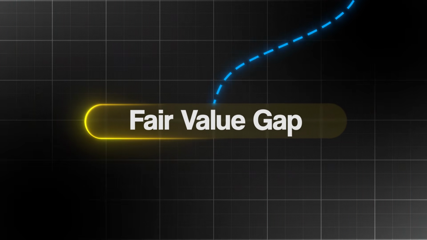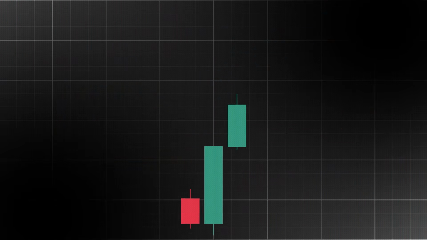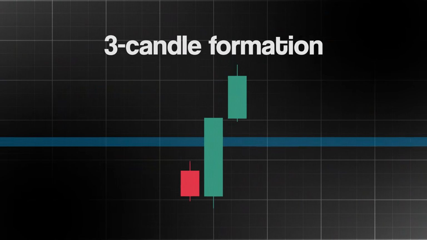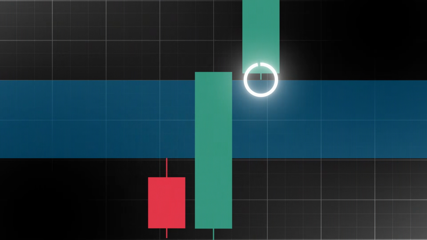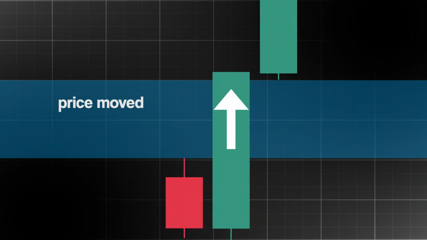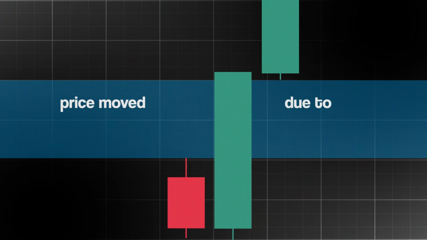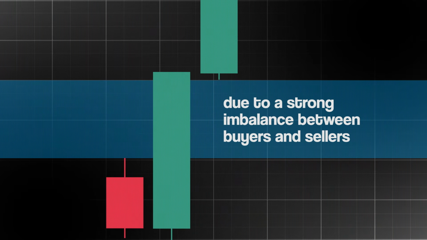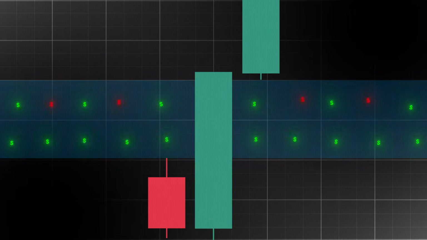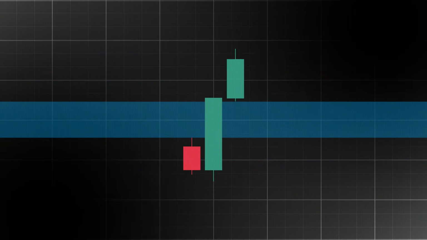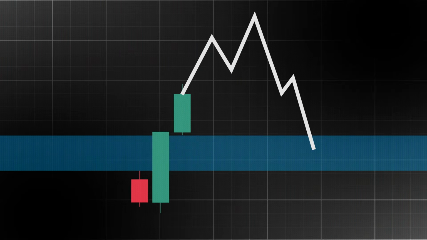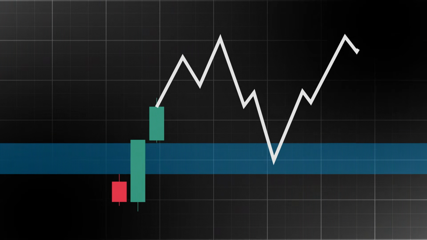Let's quickly remind ourselves what it is. A fair value gap is a 3-candle formation with a visible gap between the wick of the first candle and the wick of the third candle. This gap tells us that price moved aggressively in one direction due to a strong imbalance between buyers and sellers. In other words, there were significantly more buy orders than sell orders in this area. And because of that imbalance, price often comes back to retest this zone before continuing the move.